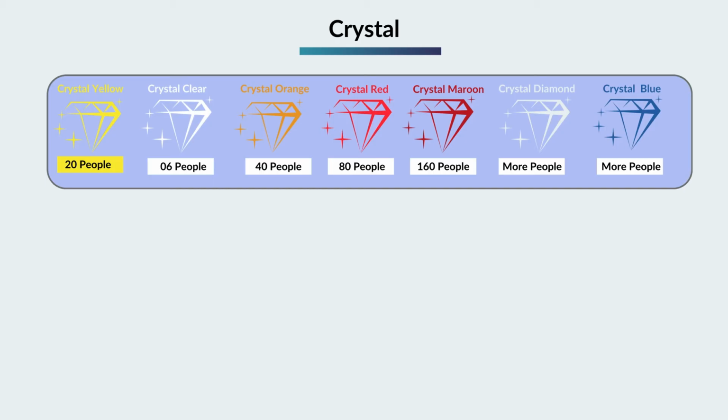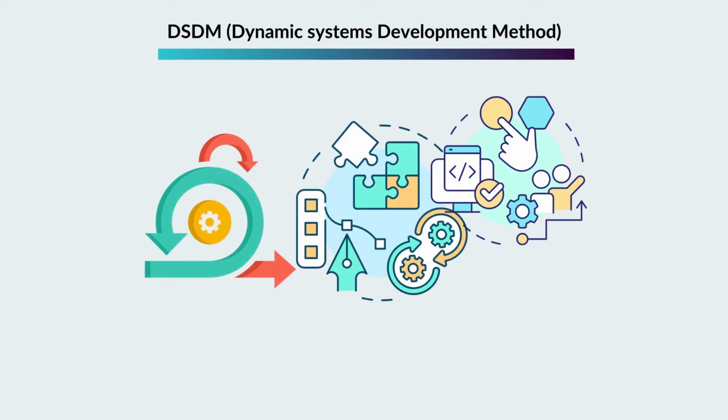Crystal Maroon: large size team ranging from 81 to 200, and the agile methods are customized as per the requirement. Crystal Diamond and Sapphire: used in large projects. DSDM, Dynamic Systems Development Method.